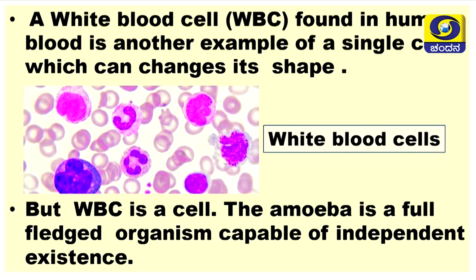Here you can observe the white blood cells, and these white blood cells change their shape just like the amoeba. Then what is the difference between a white blood cell and an amoeba? A white blood cell is a cell, but an amoeba is a fully fledged organism and it is capable of independent existence.